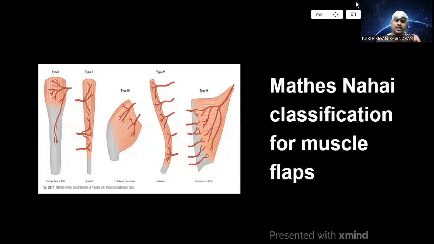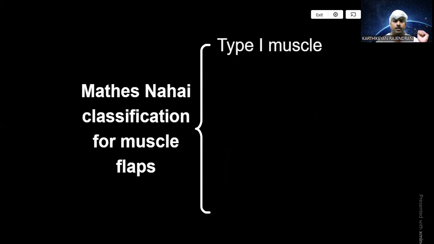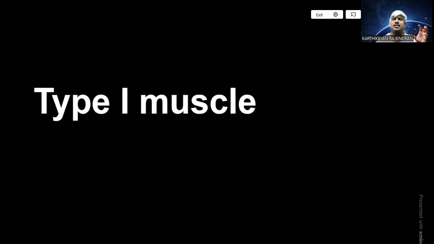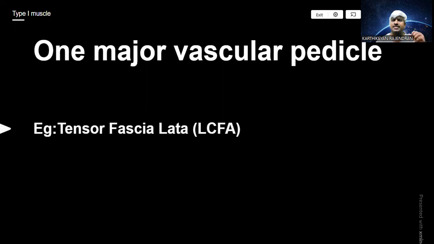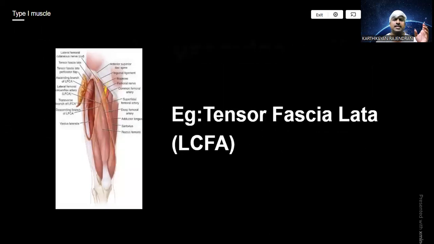So coming to the slides. Mathes-Nahai classification, type 1 muscle. For example, this has one major vascular pedicle, and the example is the tensor fasciae latae flap. Tensor fasciae latae is supplied by the lateral circumflex femoral artery, the transverse part of the lateral circumflex femoral artery supplying the muscle. So that is a type 1 muscle example. You see this picture to know the blood vessel anatomy.